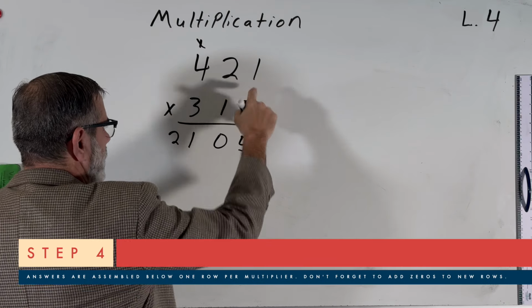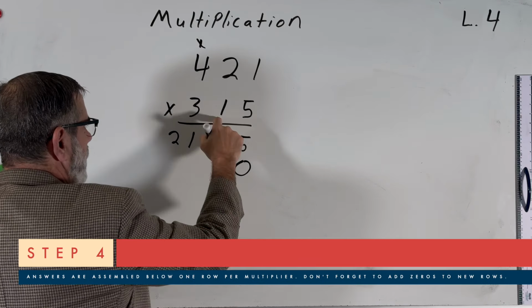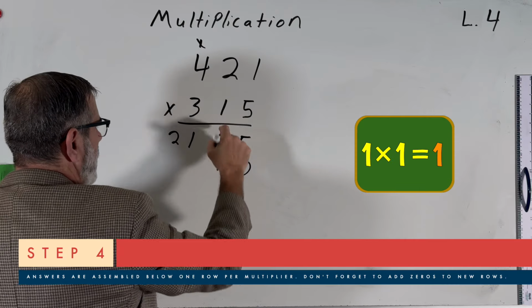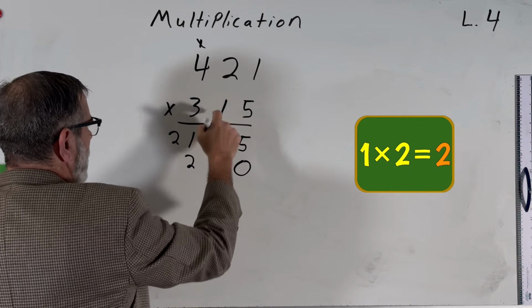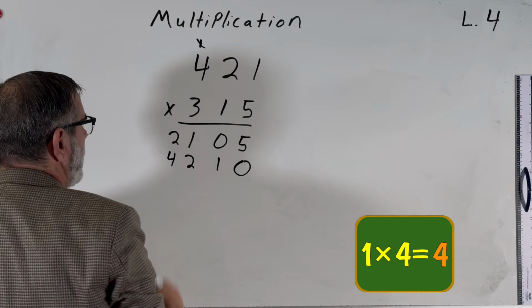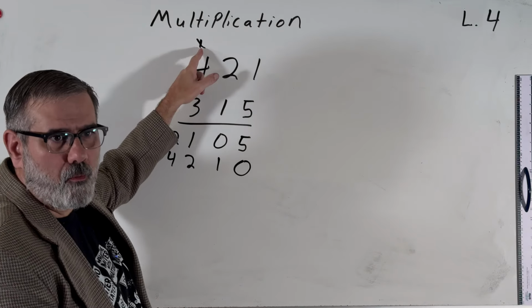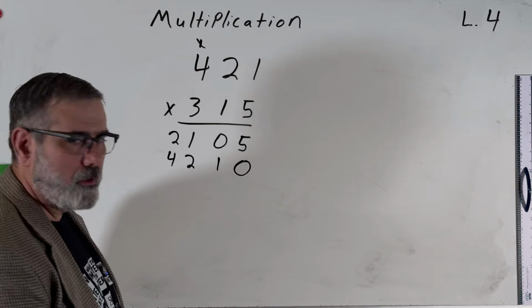1 times 1, oh, I forgot to write the 0. 1 times 1 is 1. 1 times 2 is 2. And 1 times 4 is 4. And luckily I struck out that carry, otherwise I might have accidentally added it and written a 5.